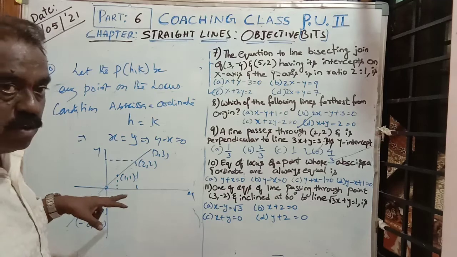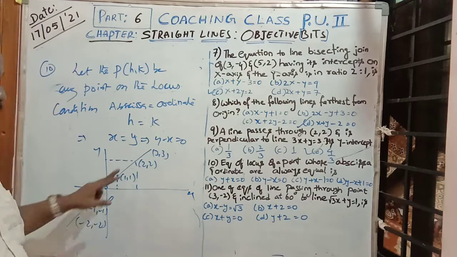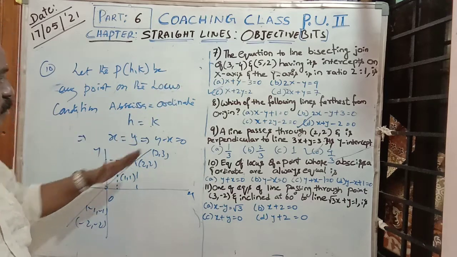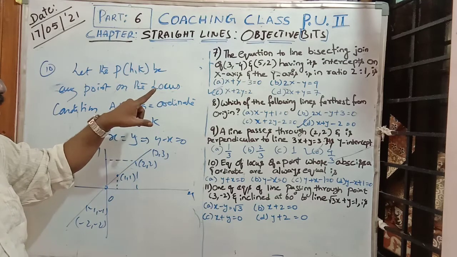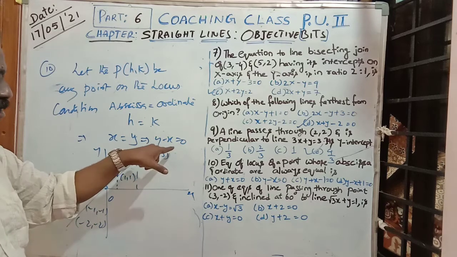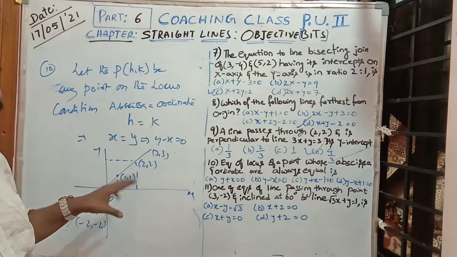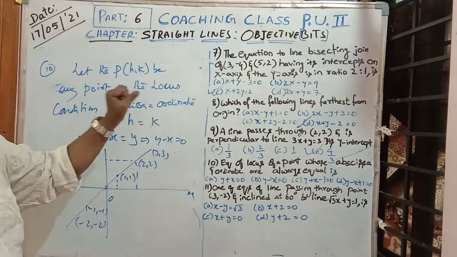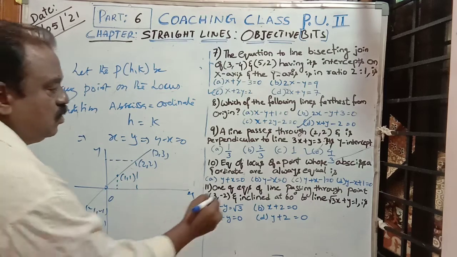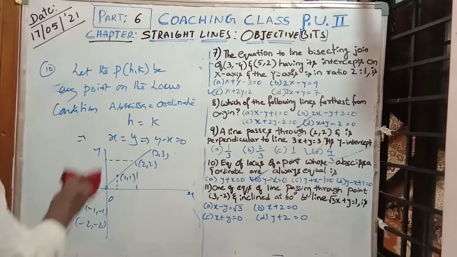So x coordinate and y coordinate, both abscissa and ordinate, are equal. Wherever you take a point on this line, any general point, that is (h, k), that is h is equal to k. That means generalizing, x is equal to y. So y minus x is equal to 0 is the equation to the locus, with the condition abscissa and ordinate are equal. Okay? So here this is correct. B1. You agree? Right.